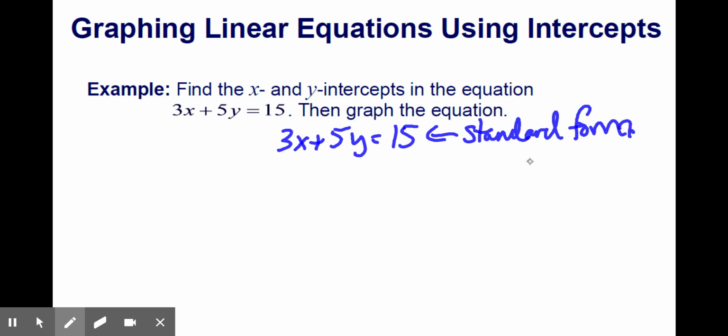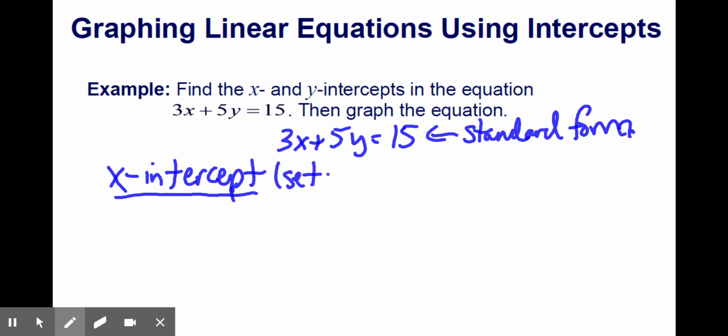Okay, so this is a two-step process. You have to do the x-intercept different from the y-intercept, so you have to do them separate from each other. Let's show you how to do this. Let's find the x-intercept first. To find the x-intercept, you are going to set the y-coordinate equal to 0. Okay, set the y equal to 0.